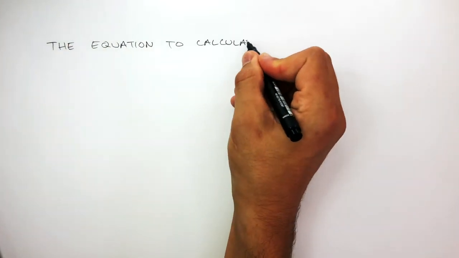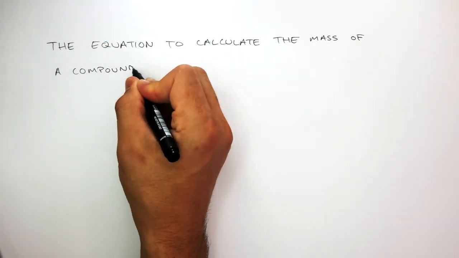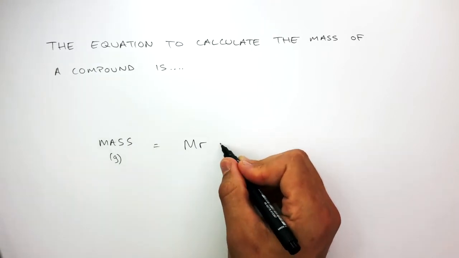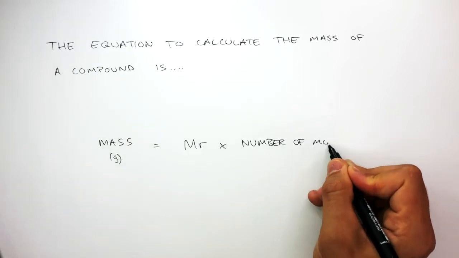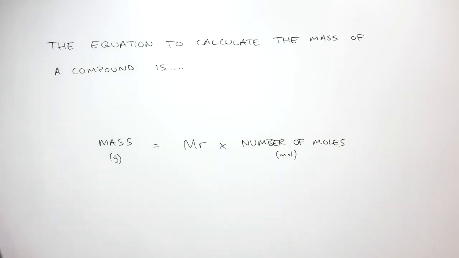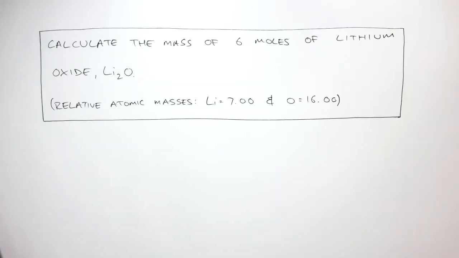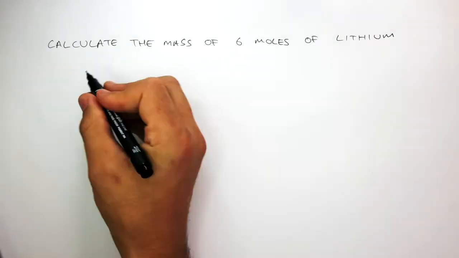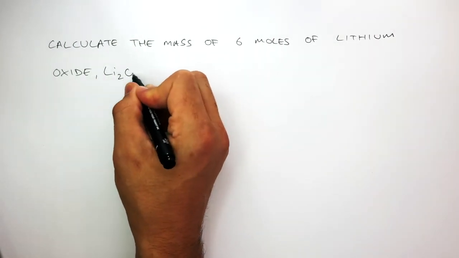The equation to calculate the mass of a compound is mass in grams equals MR times number of moles, which has a unit of mole. We're now going to practice using this equation, where in this exam style question, you have to calculate the mass of 6 moles of lithium oxide, Li2O.